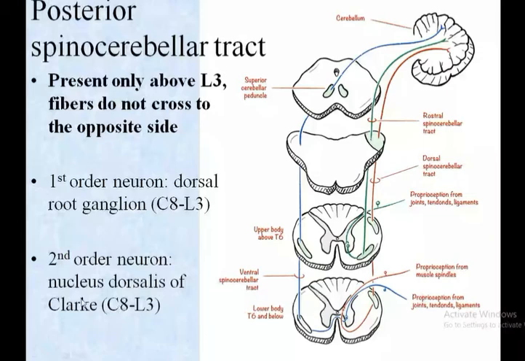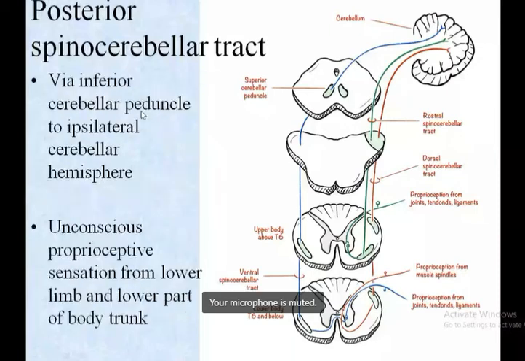Here, the posterior spinocerebellar tract enters the cerebellum via the inferior cerebellar peduncle to the ipsilateral cerebellar hemisphere. This carries unconscious proprioceptive sensation from the lower limb and lower part of the body trunk. So unconscious proprioceptive sensation from the lower limb and lower part of the body trunk is carried by the posterior spinocerebellar tract. So what about the unconscious proprioceptive sensation from the upper limb and upper half of the body?